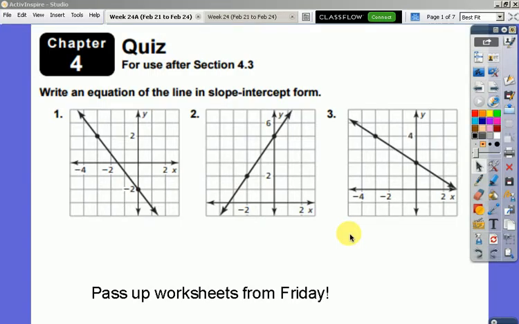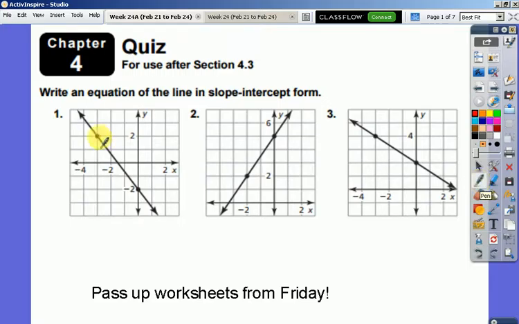Okay, so it says write an equation of the line in slope-intercept form. What do you have to do to get the slope? Yeah, rise over run. And again, I keep hearing the same people who got an A on the quiz are going to get an A on the test. So make sure that you know how to do this and that you're asking if you don't know how.